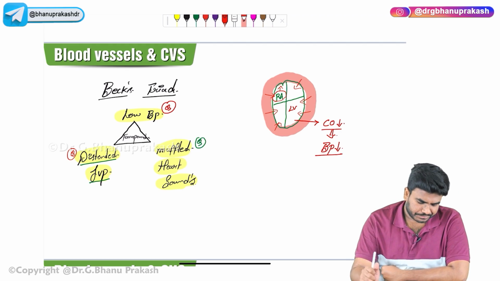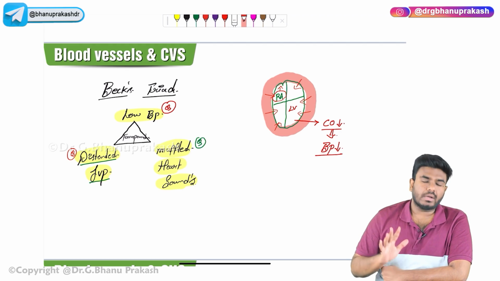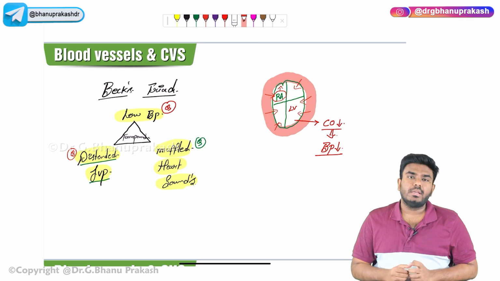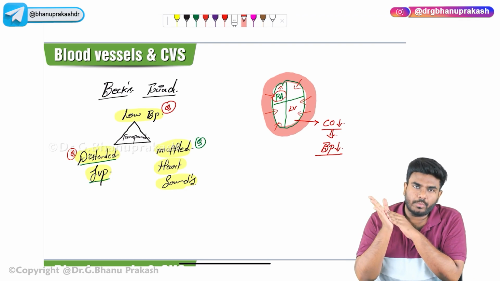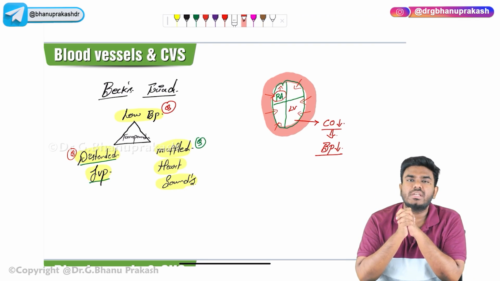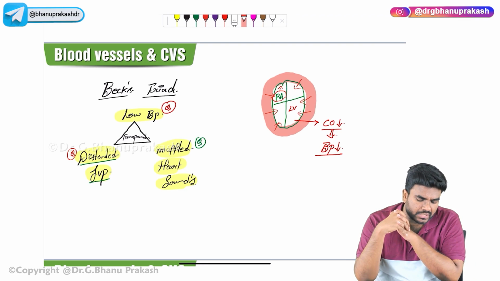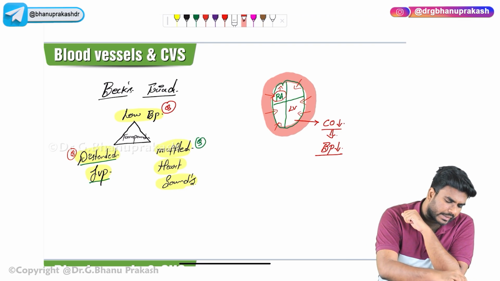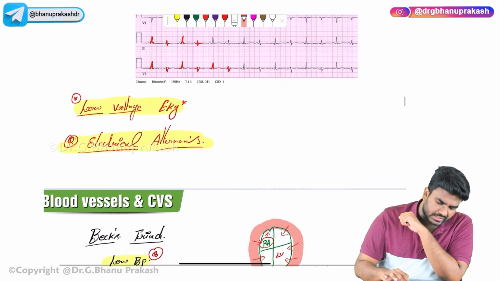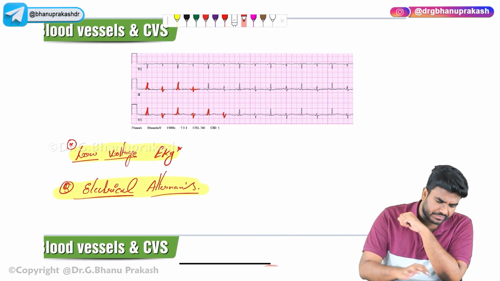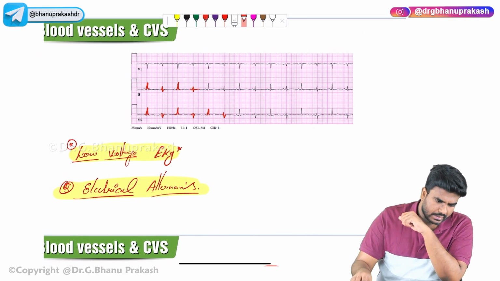These are the important points about Beck's triad. So Beck's triad includes what? The low BP, muffled heart sounds, as well as the distended jugular veins, which are seen in a patient who is suffering with cardiac tamponade. And whenever you do the EKG, it shows low voltage EKG with the electrical alternans.